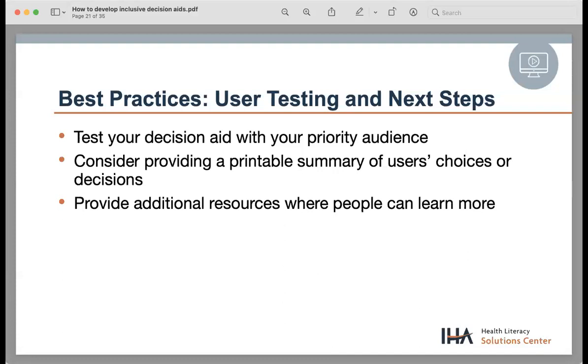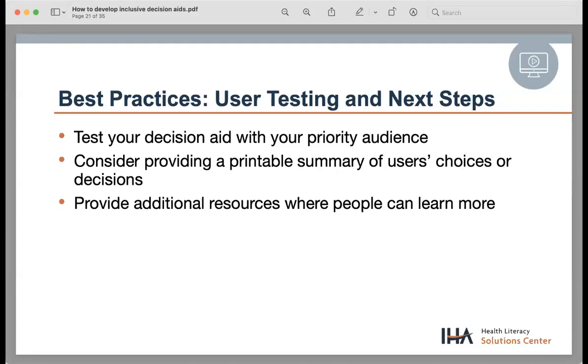Another way to help people get clear next steps at the end of your decision aid is to consider providing a printable summary of the choices or decisions that people have made throughout the tool. This can be really helpful because people can just print off that summary and take it to their appointment to discuss with their healthcare provider. And for people who, again, might be feeling overwhelmed, or people who struggle with memory and cognition due to their symptoms of their health condition, that can be a great way to document the decisions that they've made.